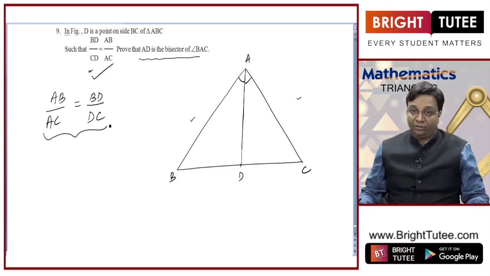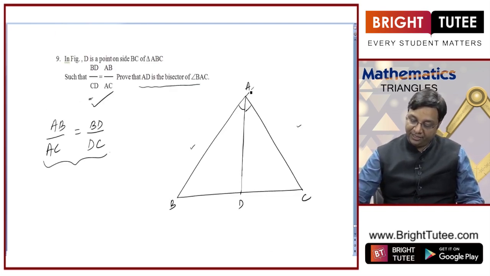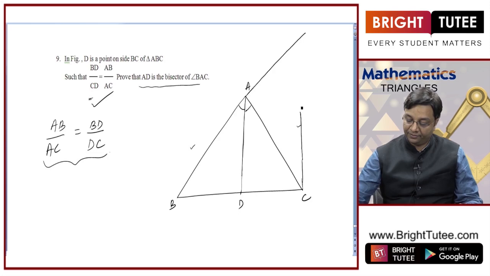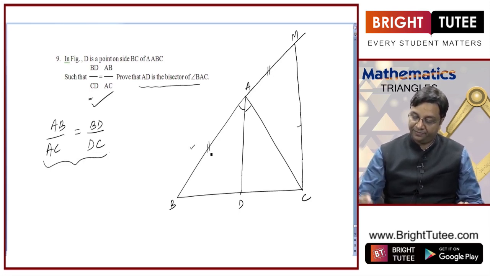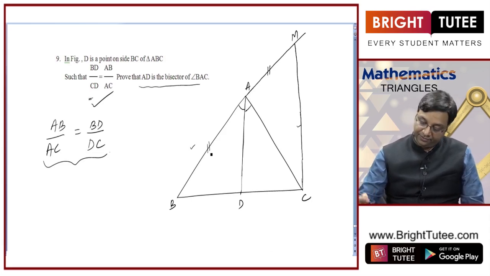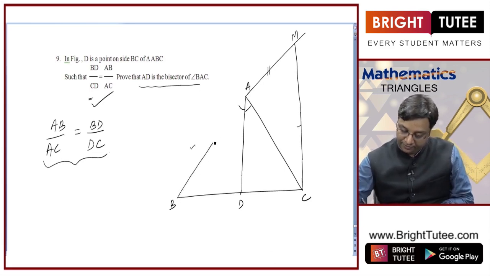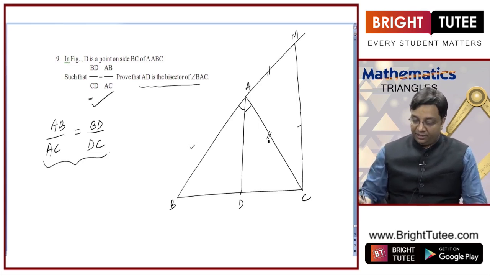So there are multiple ways to prove this, but let me do a little construction here. I am extending this side BA and then joining it with C for them to meet at M such that AM is equal to AC. Okay, this is what I have.